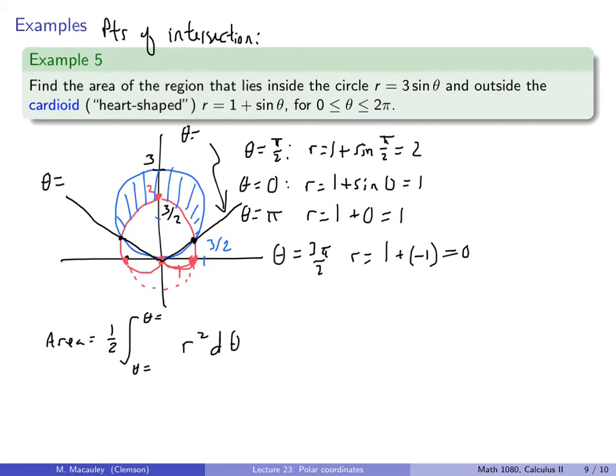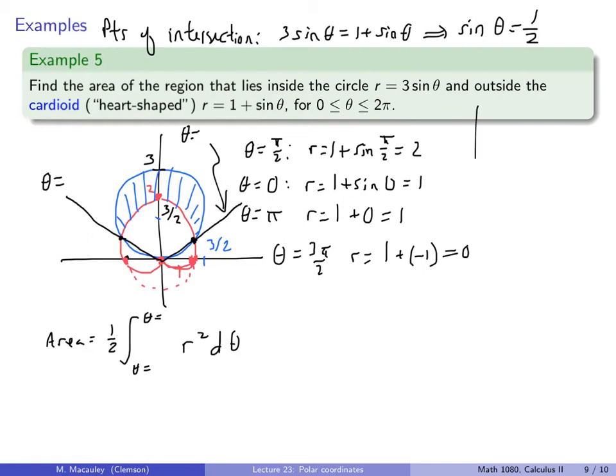Well, let's set the two curves equal to each other. R is 3 sine theta. When is that equal to 1 plus sine theta? So 3 sine theta equals 1 plus sine theta. So let's see, we can subtract sine of theta, and we get sine of theta equals 1/2. I skipped an algebra step, but I'm sure you can handle that. So that's saying sine of theta equals 1/2.